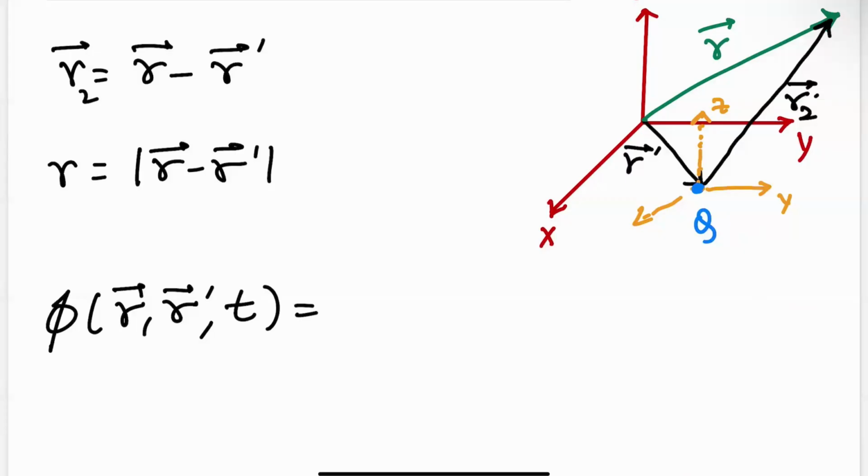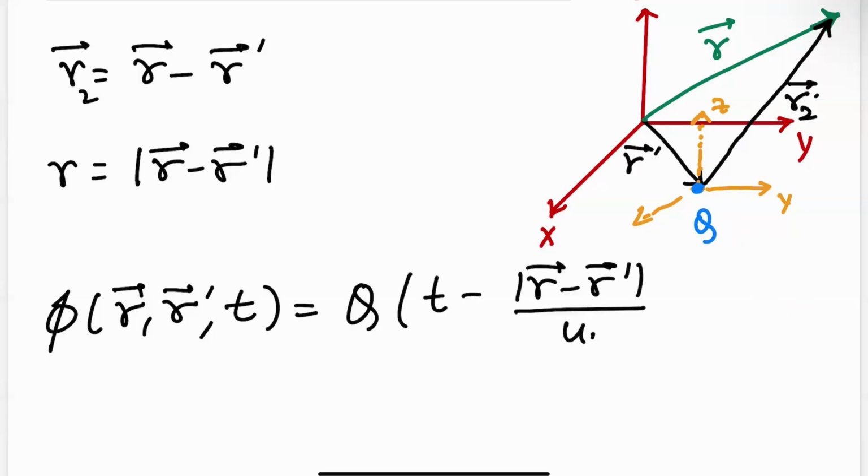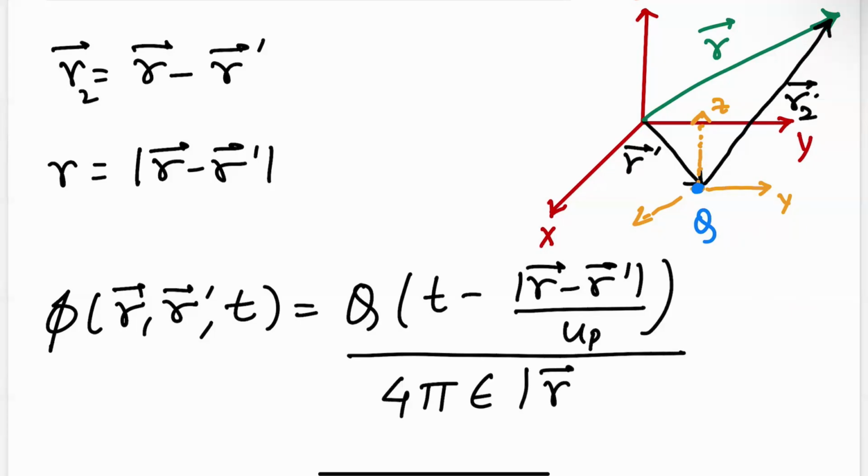Which means for the general case, when I have a source at some arbitrary location R prime, my scalar potential is of this form: Q of t minus the modulus of R minus R prime divided by up, all divided by 4 pi epsilon times the modulus of R minus R prime.